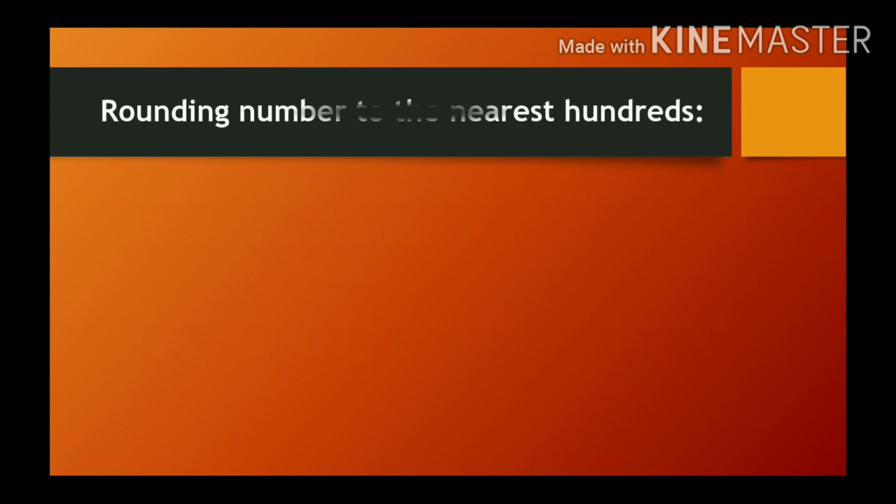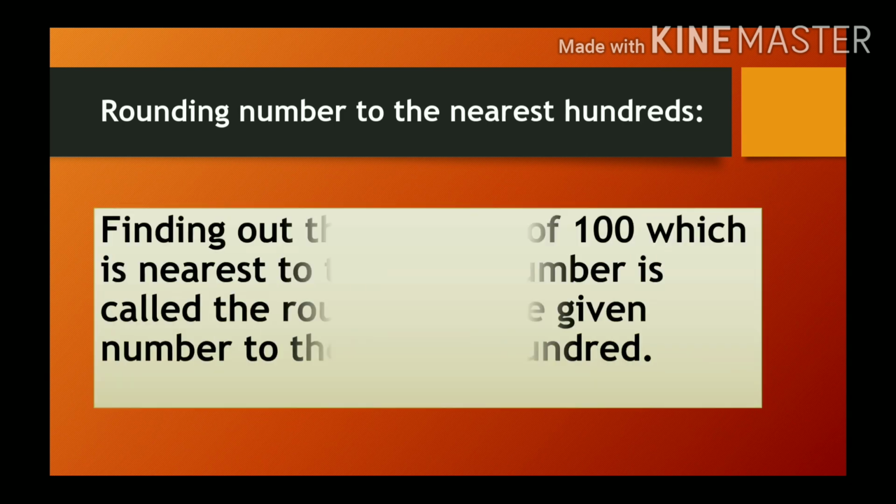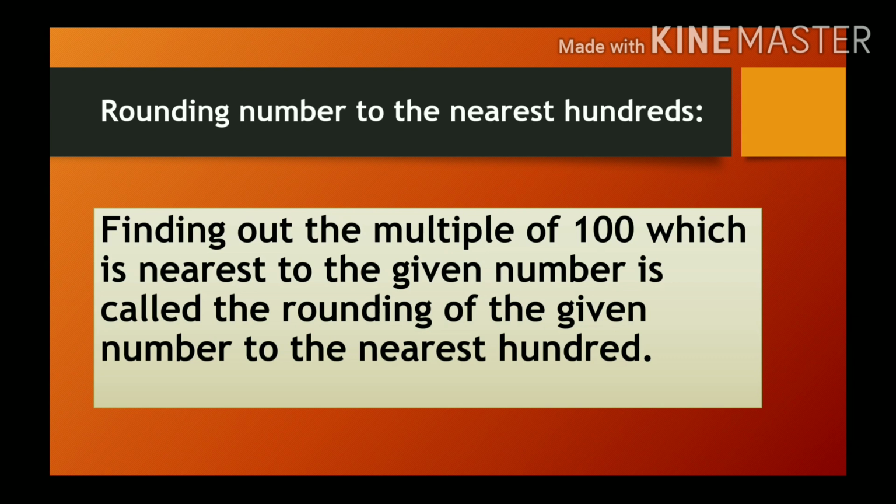Now we'll see rounding numbers to the nearest hundreds. Finding out the multiple of 100 which is nearest to the given number is called the rounding of the given number to the nearest 100. Let's see with an example.